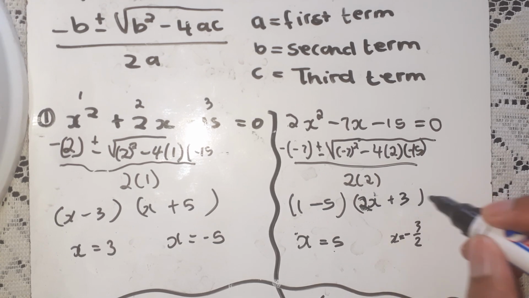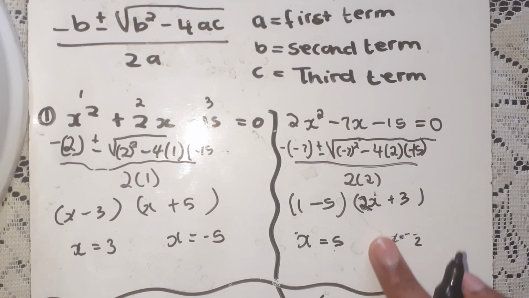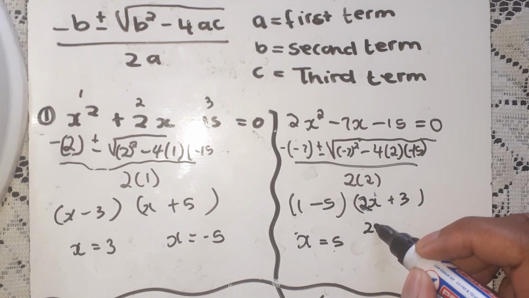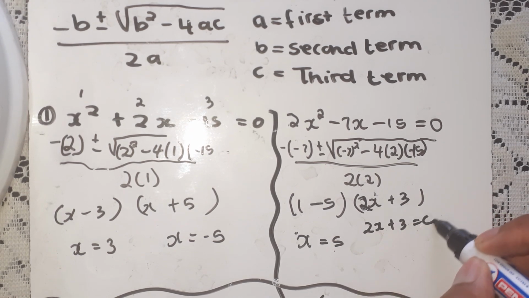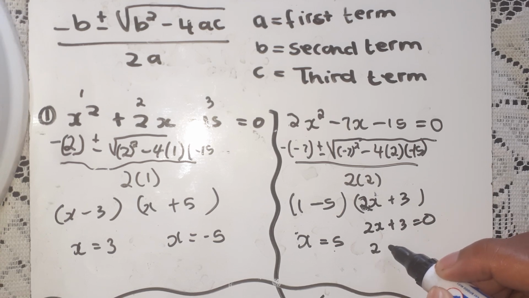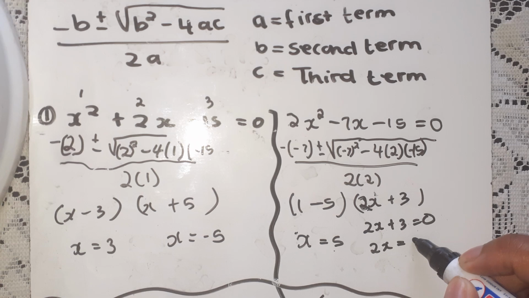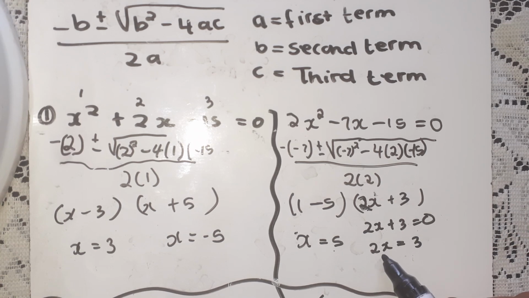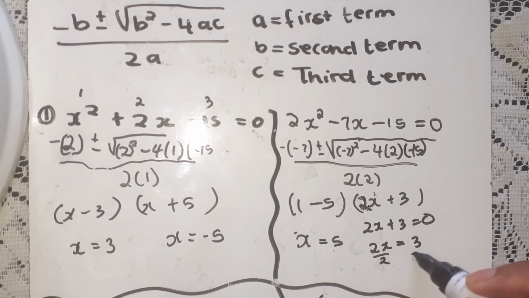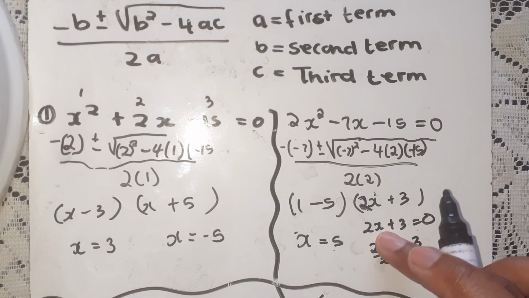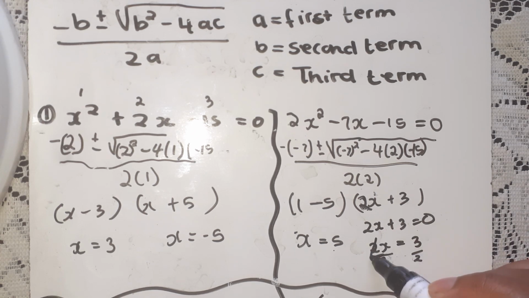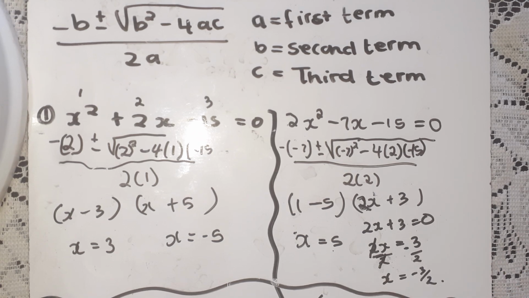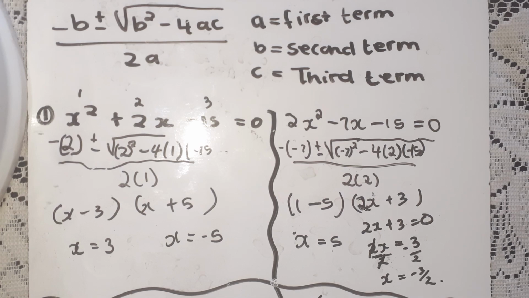Because what happened on this one is that we had, let me just say, it was 2x plus 3 equals to 0. Then 2x equals to 3. We're solving for x, so we divide both sides by 2. We still have x. These 2's will cancel, though this is negative, sorry. So that is negative 3 over 2. That is how you do it.